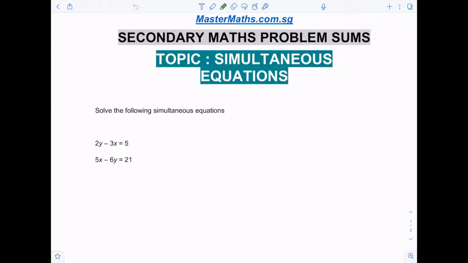Solve the following simultaneous equations. So we have 2y minus 3x equals 5. We can put it as number 1. 5x minus 6y equals 21. Put it as number 2.